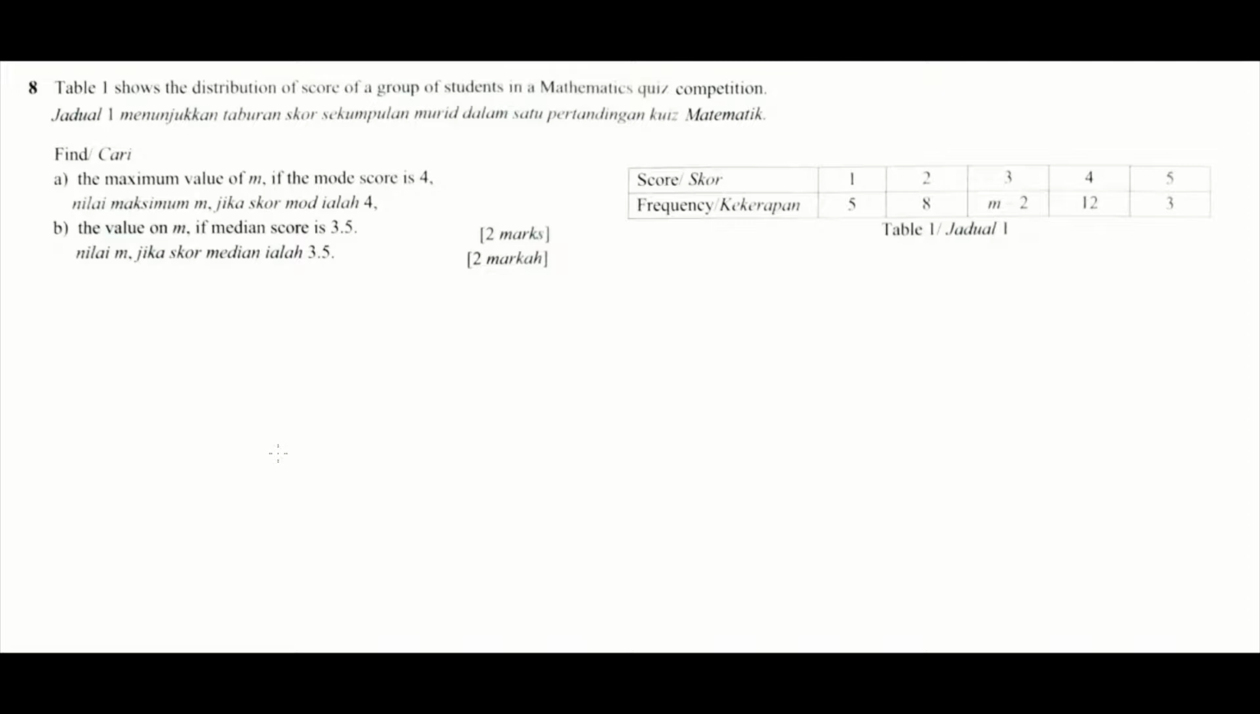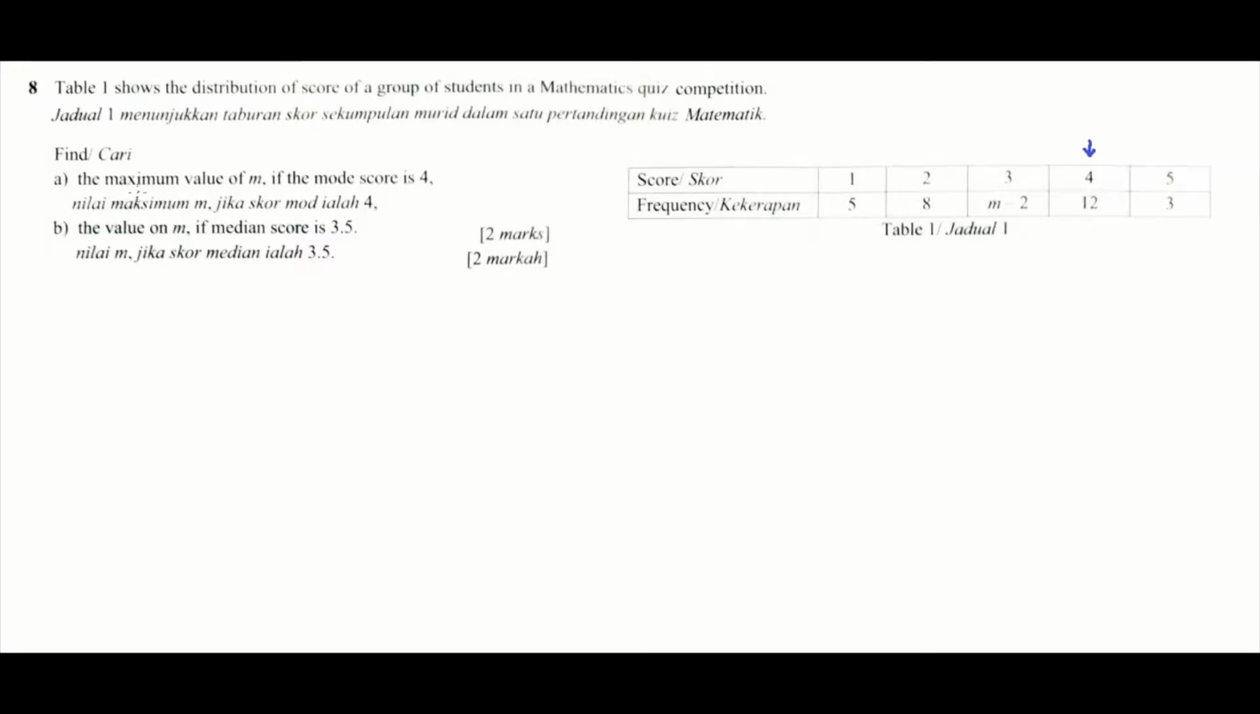The table here shows the distribution of scores of a group of students in a math quiz competition. Find the maximum value for M if the mode score is 4. So now this is our mode score. Mode is supposed to be the data with the highest frequency, right? So if the mode score is 4, the highest frequency should be 12.